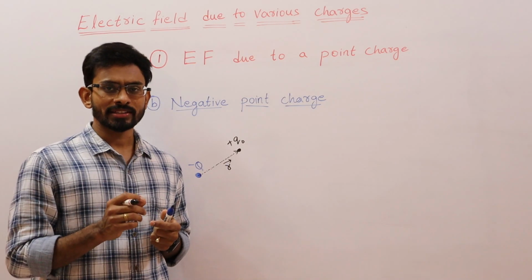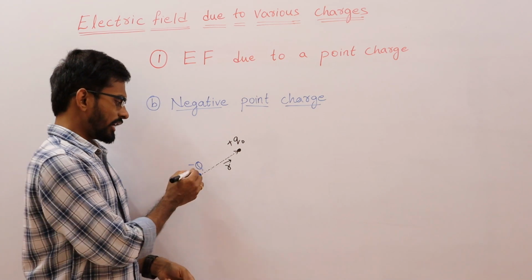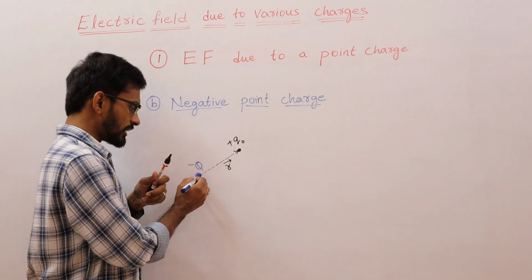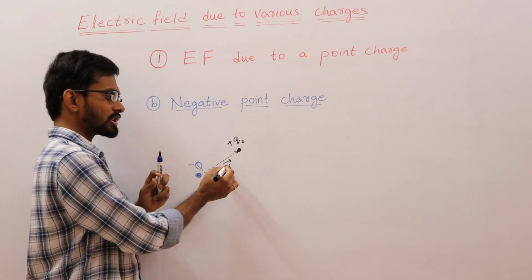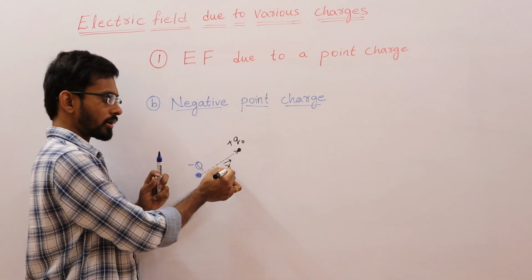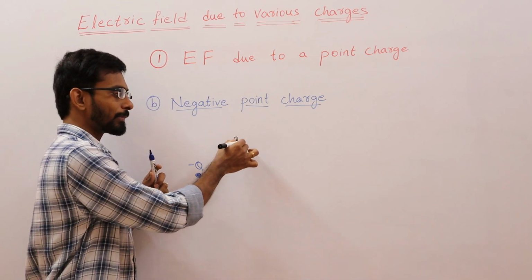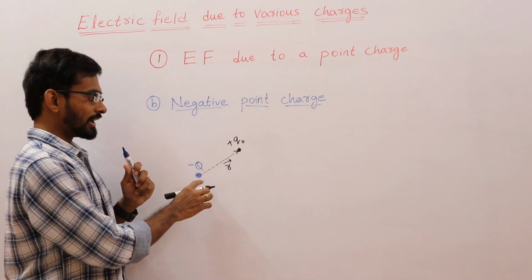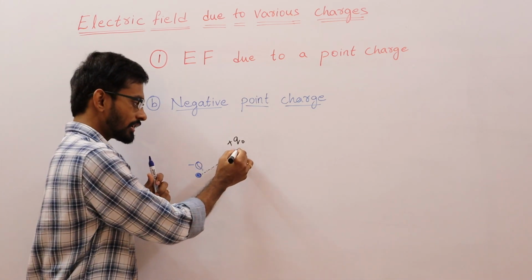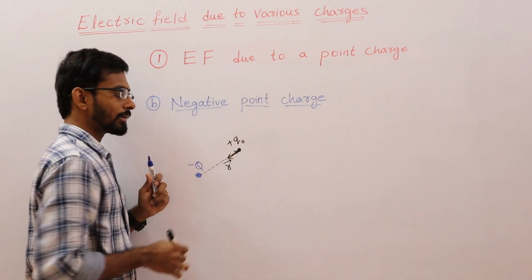Now similarly, let us calculate due to a negative point charge. If I take a negative point charge here, let us calculate electric field strength due to this negative charge at a distance r or at a position vector r bar from this point charge. For that we will place a very small test charge q naught here. Now as these two are unlike charges, the force will be an attractive force. Okay, so Fe bar will be like this.